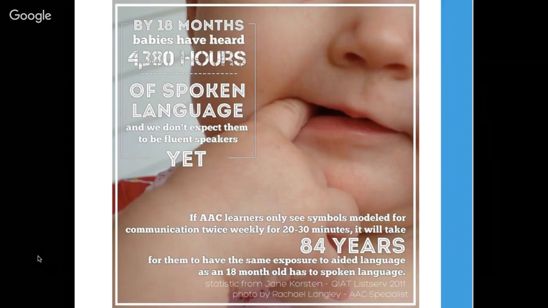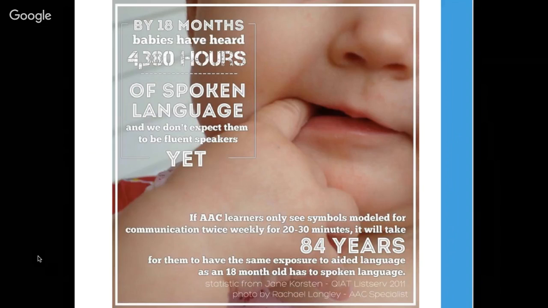It says, by 18 months, babies have heard 4,380 hours of spoken language, and we don't expect them to be fluent speakers yet, right? Because nobody expects an 18-month-old to be a fluent speaker. If AAC learners only see symbols modeled for communication twice a week for 20 minutes, which is what my therapy setup is at my elementary school. I see most of my students for various reasons twice a week for 20 minutes. It will take them 84 years to have the same exposure to aided language as an 18-month-old has to spoken language. 84 years to get them to be a not yet fluent speaker of language.